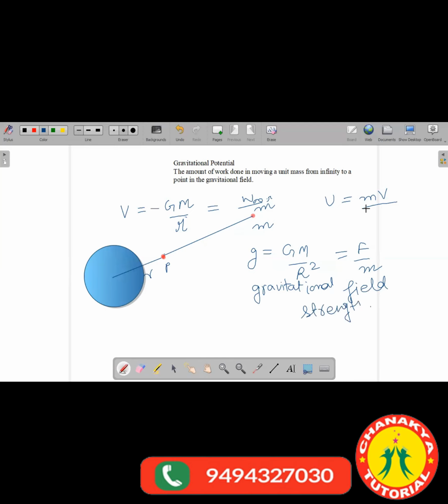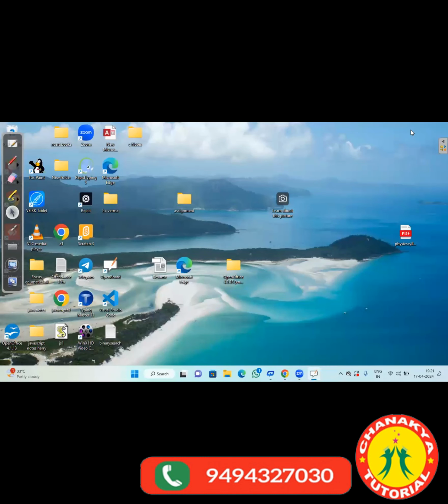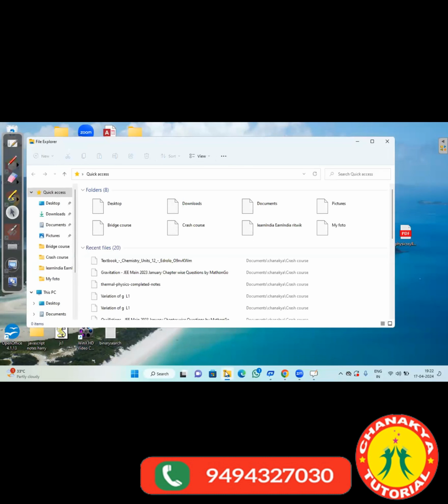So let's do the questions which are related to this. We will also discuss the escape velocity and motions.